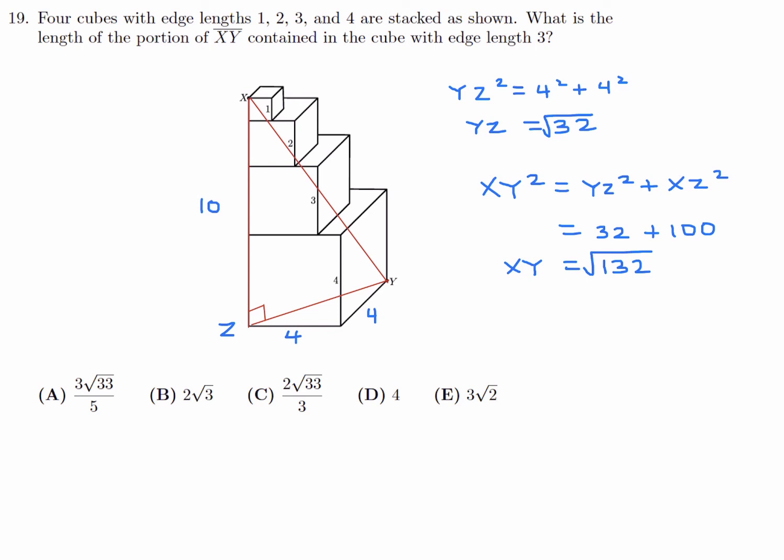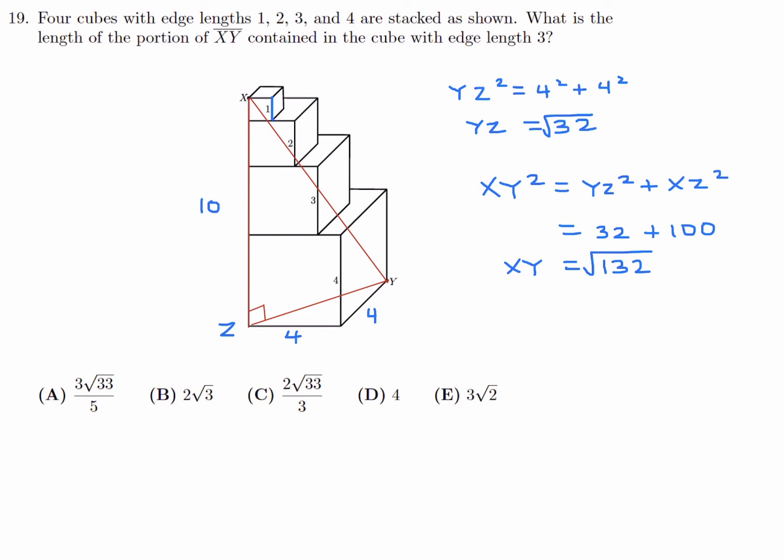length of the portion of xy contained in the cube with edge length 3. So as this line is going from x to y, what portion of that only resides in this cube right here? Well, it might seem a bit difficult, but it's actually not so bad. The portion is identical to the ratio of the sides.